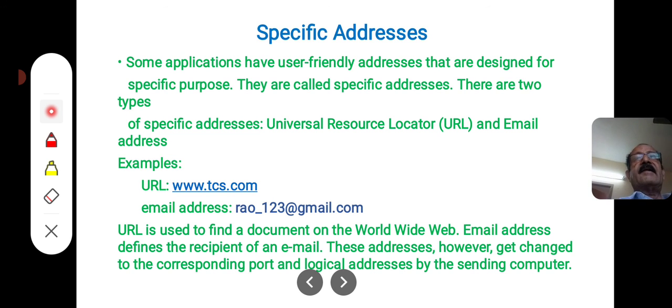This is regarding the third type of address, port address: physical address, logical address, port address. Fourth type of addresses, specific addresses, user-friendly addresses. No binary address is user-friendly, right? 32 bits means you can't remember. Here, simple words are there. User-friendly addresses are designed. Two such addresses are Universal Resource Locator, URL, and email address.